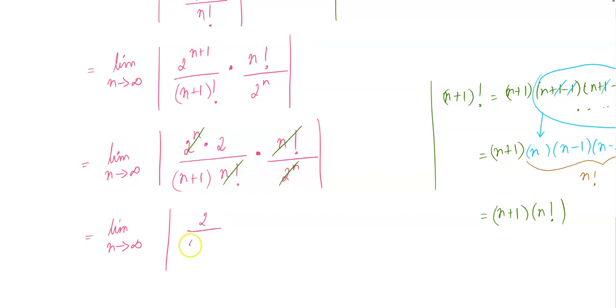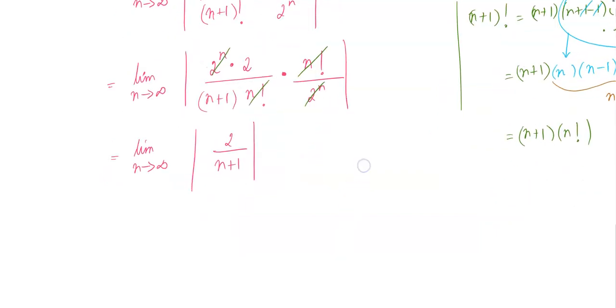That reduces to 2 over n+1, absolute value. Now go ahead and divide each term by n.